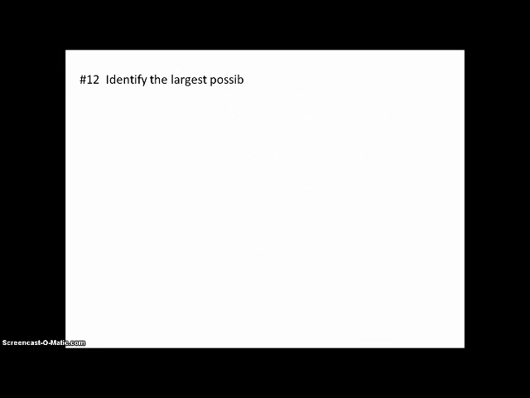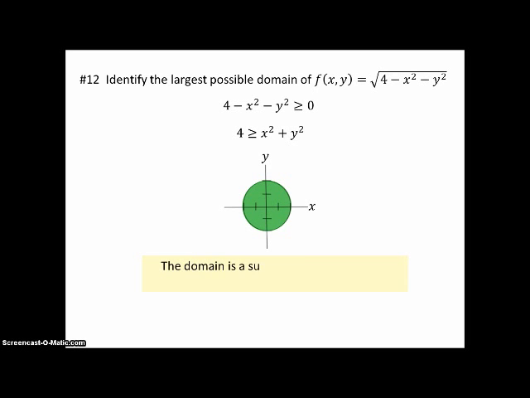Number 12, identify the largest possible domain of f of x, y equals the square root of 4 minus x squared minus y squared. Well, we have to keep what's under the radical greater than or equal to 0. So if I move x squared and y squared to the other side, then it's pretty clear that this is the inside of a circle. If it was equal to 4, it would be the circle centered at the origin on the xy plane of radius 2, but because it's less than or equal to, we get the interior points as well. So the domain is a subset of the xy plane, as always, namely a disk of radius 2 centered at the origin.